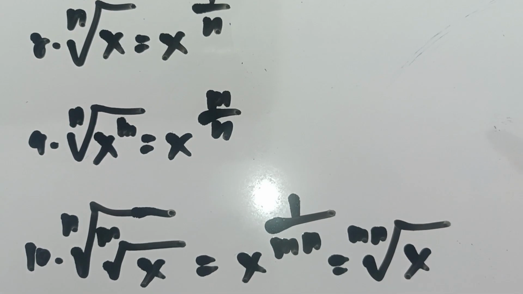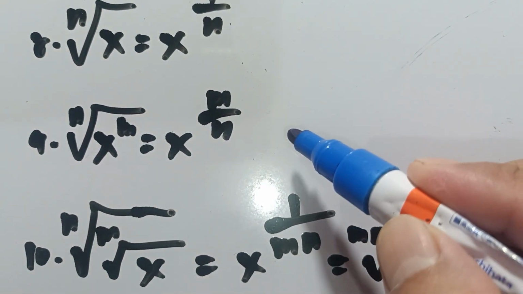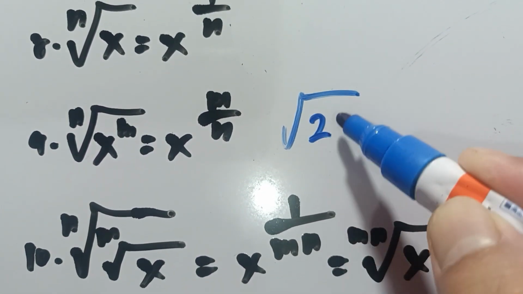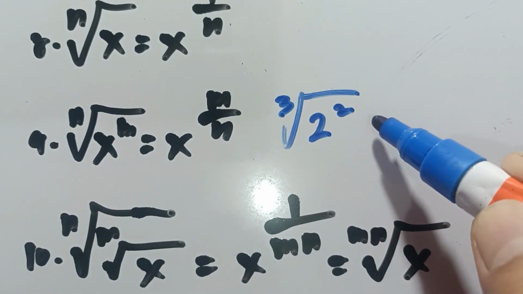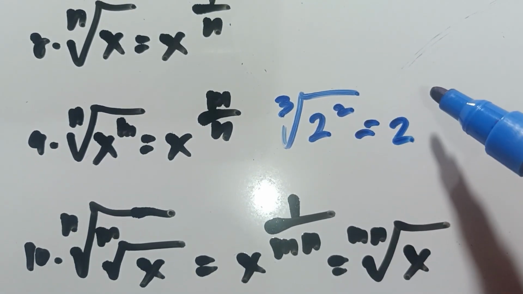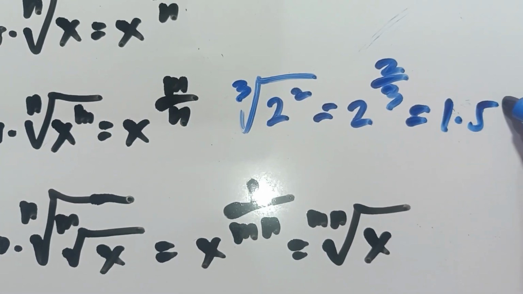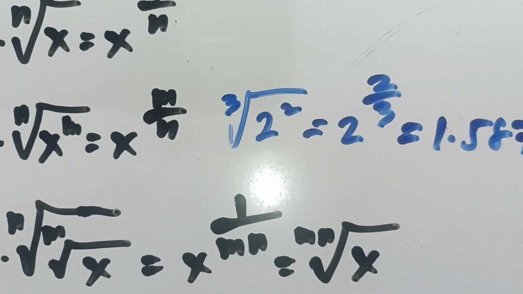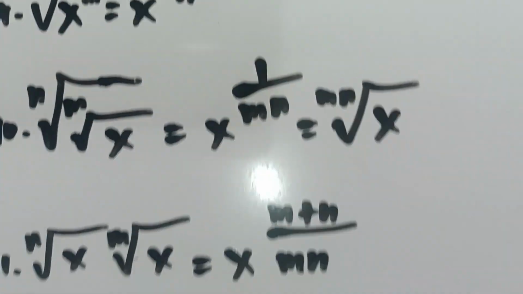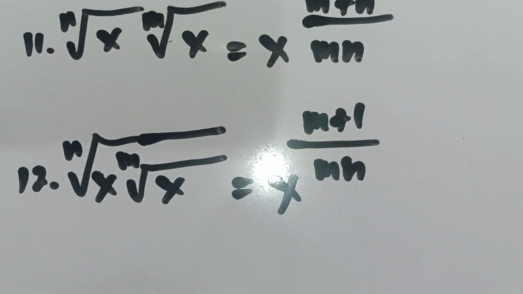And for a whole number, 2 squared cube root, this will become 2 to the 2 over 3, which equals 1.587. So okay, that's the answer. And then 10, 11, and 12.